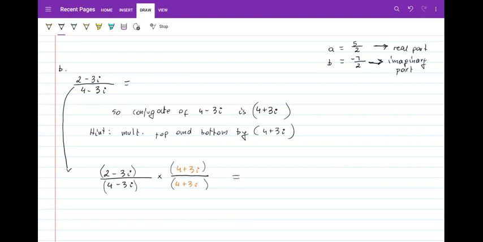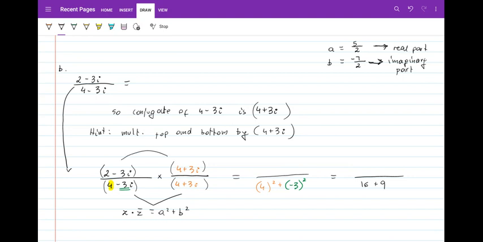Okay. So let's take care of the denominator first, because you have complex times its conjugate, which is a squared plus b squared. So in our case, a is 4, so we have 4 squared plus b. b is the imaginary part, which is negative 3. So technically, we're having 16 plus 9.